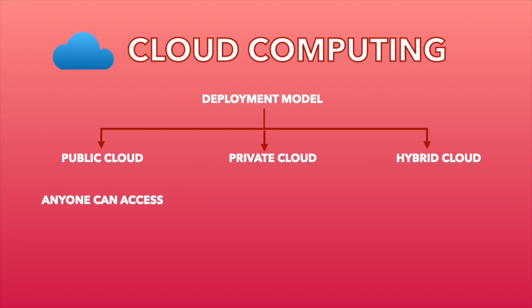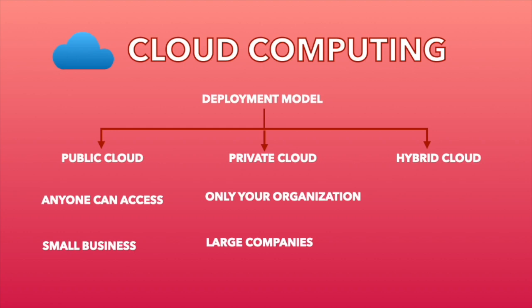It is often ideal for small businesses because it is cost-effective, easy to use, and does not require investment in physical infrastructure. A private cloud is used exclusively by a single organization. It is often preferred by large companies because it offers more control, security, and customization, though it comes with higher costs. A hybrid cloud combines public and private clouds, offering flexible access to resources. It is often suitable for medium-sized companies because it balances cost, security, and scalability.